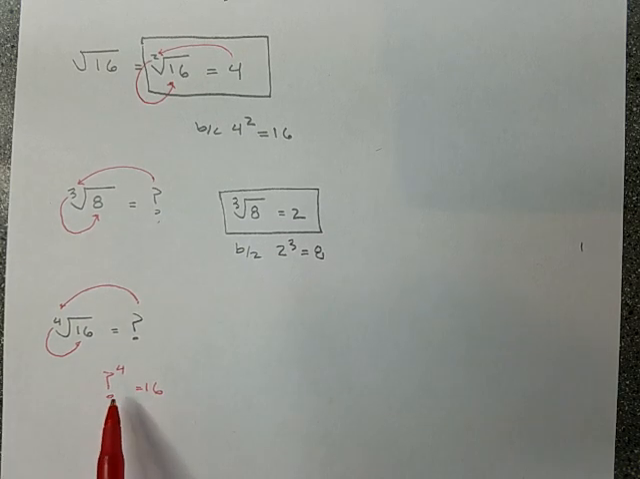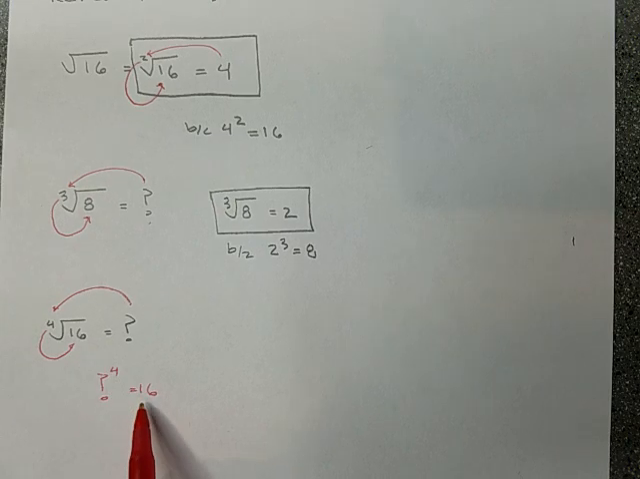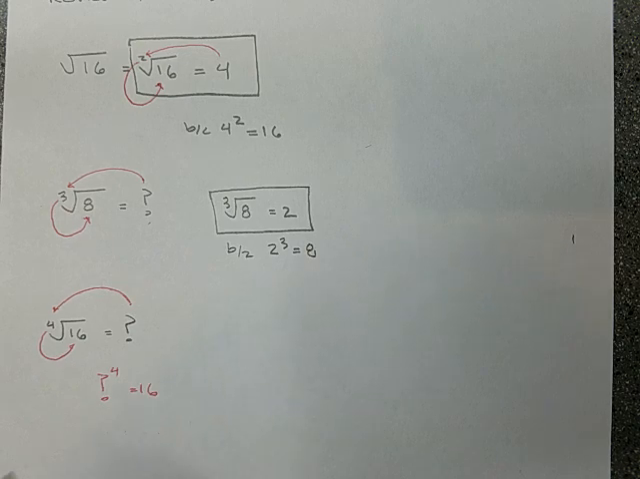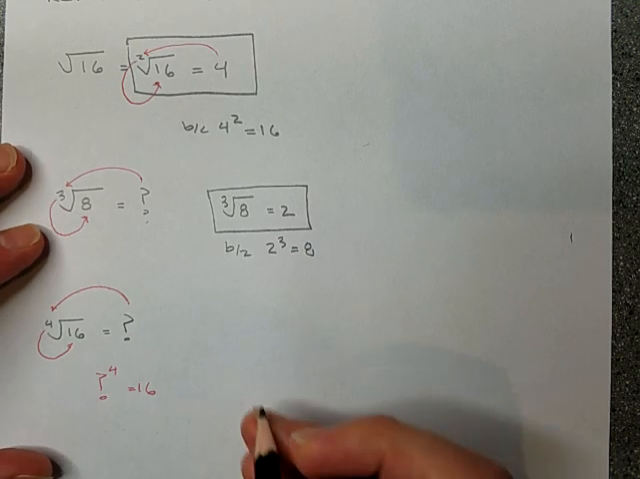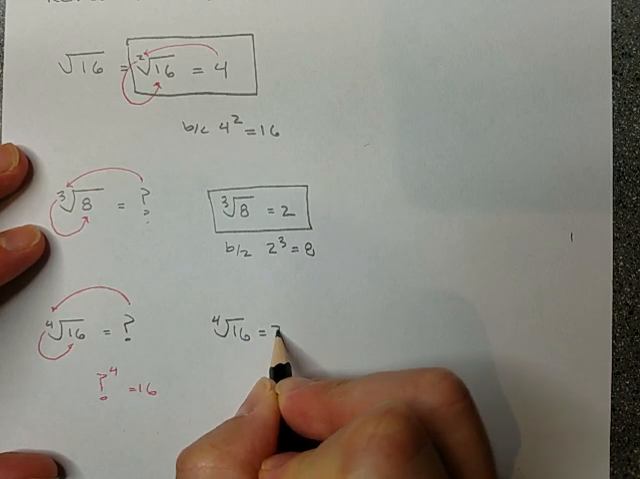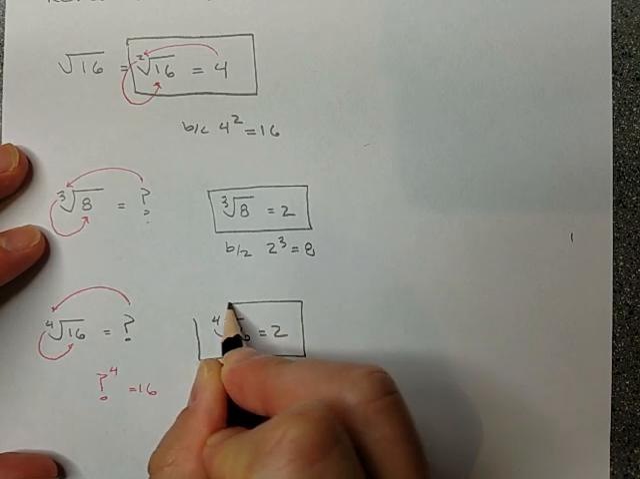What number to the fourth power is equal to 16? That's what we're after. Is 1 to the fourth power 16? Nope. 2 to the fourth power, let's see, 2 times 2 times 2 times 2, it is 16. It's 2. 2 is the number we want. The fourth root of 16 is equal to 2. It's true.